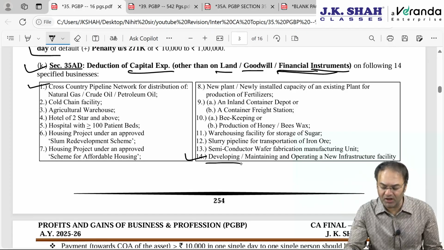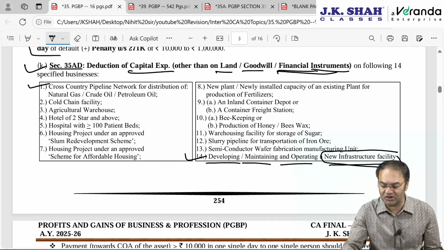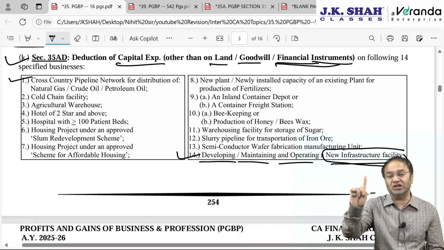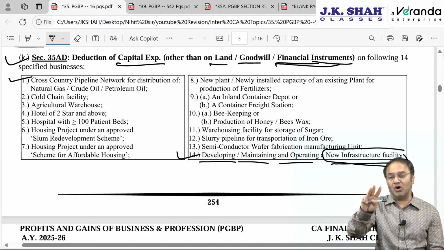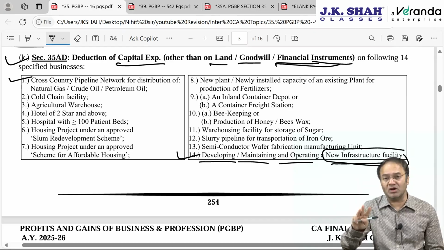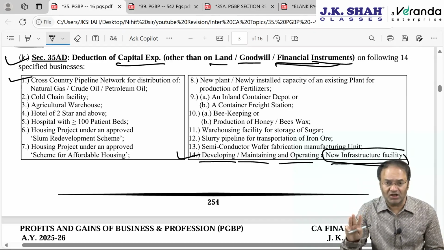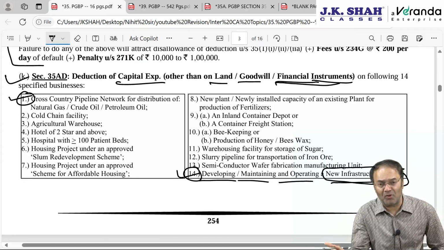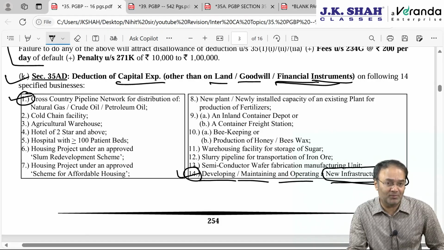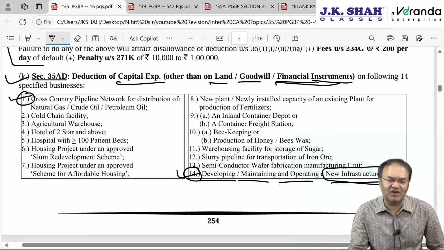Even the last one, developing, operating and maintaining a new infrastructure facility, this deduction is also allowed only to an Indian company, or a consortium of Indian companies, or to ABC, authority, board or corporation set up by or under any state act or central act. So the first one and the last one are allowed only to an Indian company, consortium of Indian companies and ABC set up under a central or state act. For the remaining 12 businesses, deduction is allowed to everyone: individual, HUF, AOP, BOI, company, firm, anybody.